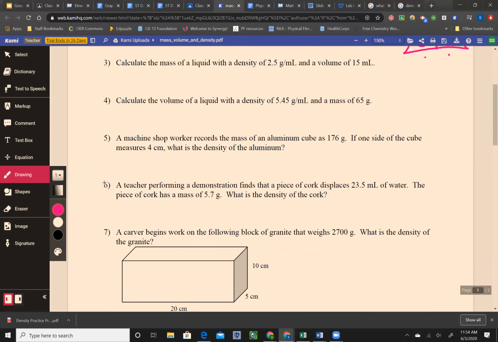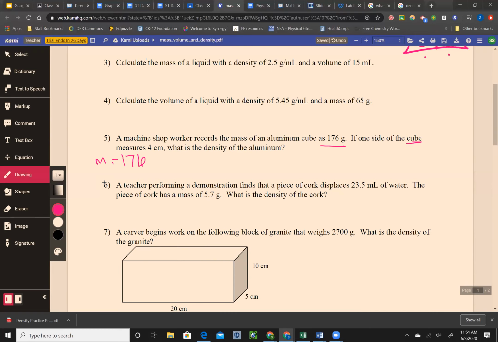So notice number 5. It tells you a machine shop worker records the mass. So you have a mass that's given. Mass equals 176. If one side of the cube measures what? Okay, don't freak out. So they're not giving us the volume right off, but they're telling us the parameters. So it's a cube, which means a perfect square, measures 4 cm.